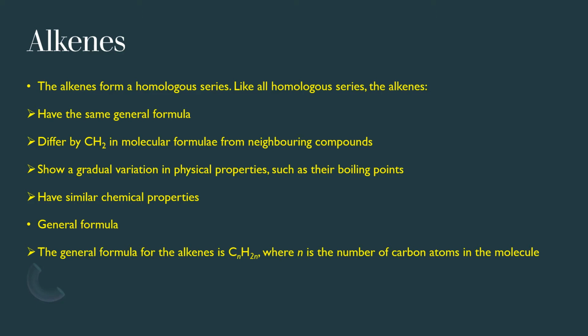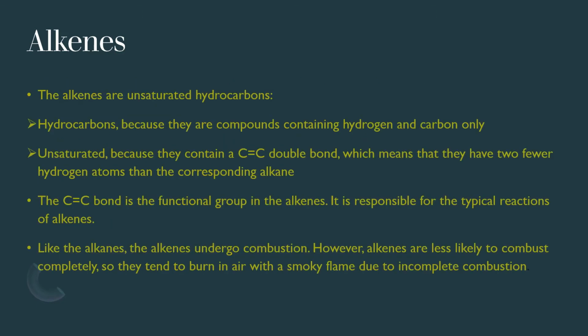So the general formula for the alkenes is CnH2n, where n is the number of carbon atoms in the molecule. This differs from alkanes, as the general formula for alkanes is CnH2n+2. So that's the difference. Now we'll be looking at more about alkenes.